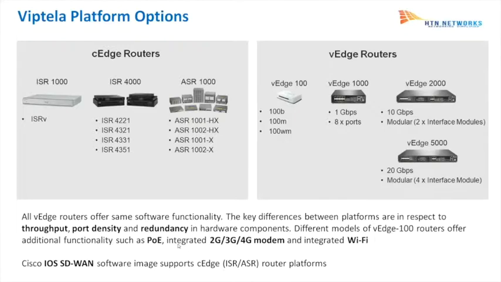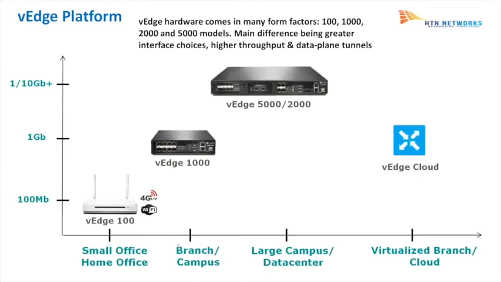And the Cisco IOS SD-WAN software supports C-Edge routers, ISR and ASR series, to make them SD-WAN compatible. So that's how you can see that different models of the vEdge routers have different form factors.